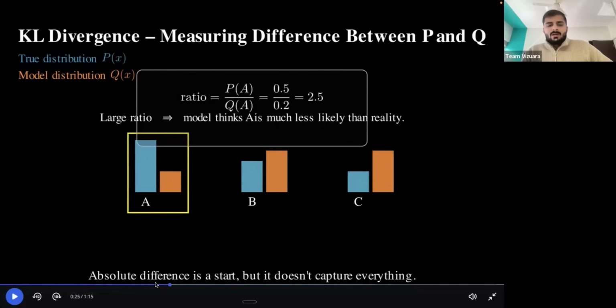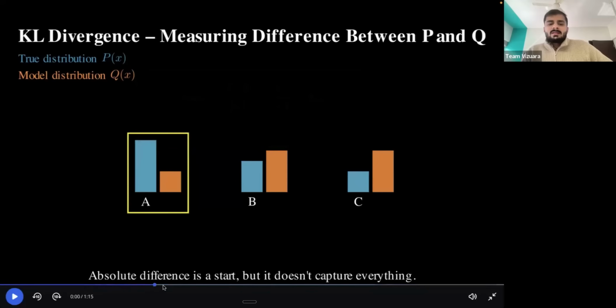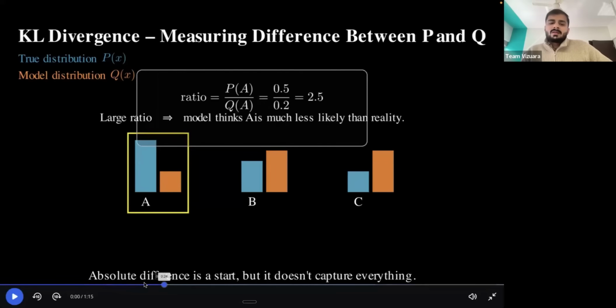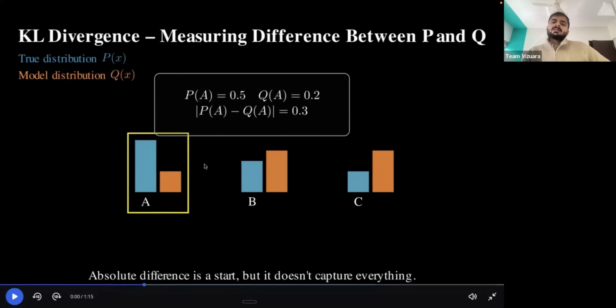Okay, so absolute difference is something we can start off with, but it's not something that people use in practice. This is something which does not capture everything. And we will understand why it does not capture, but let's look at the alternative to capturing the absolute difference, which is to take the ratio.